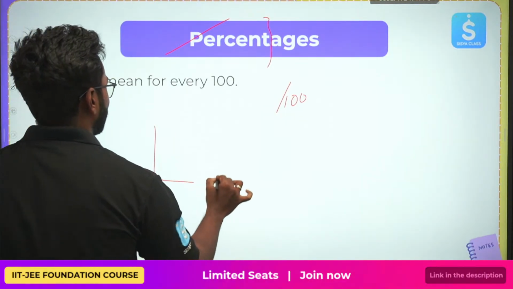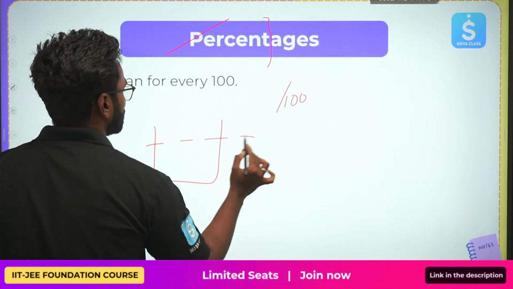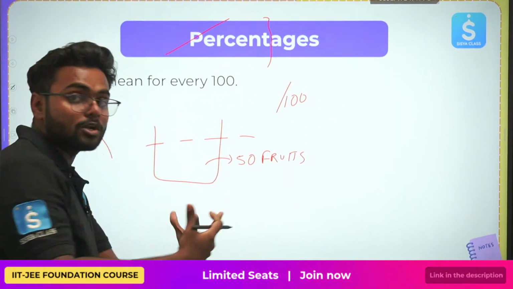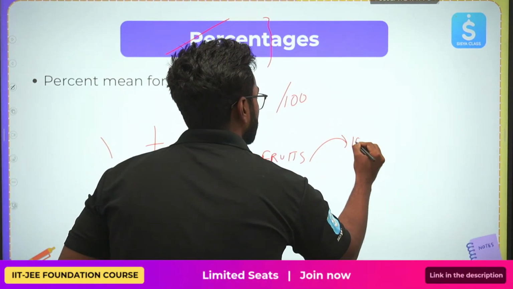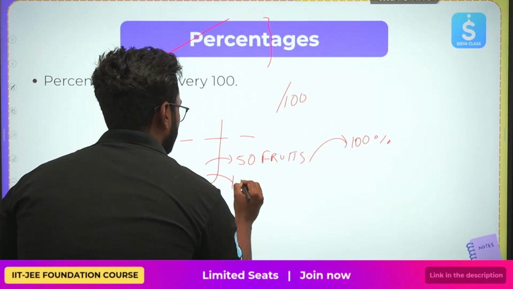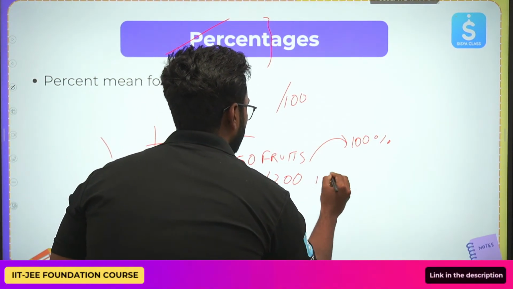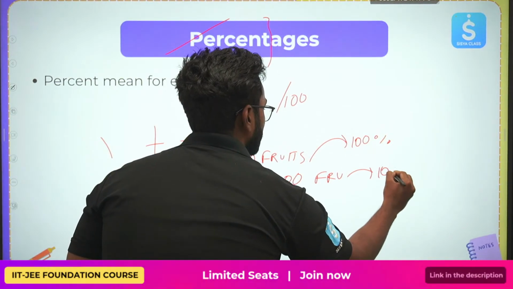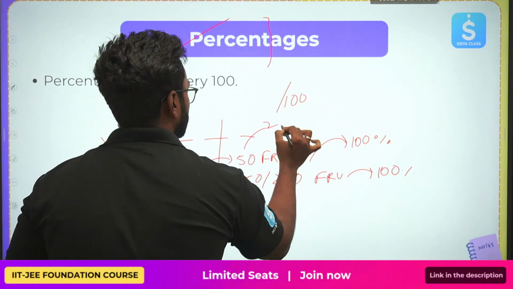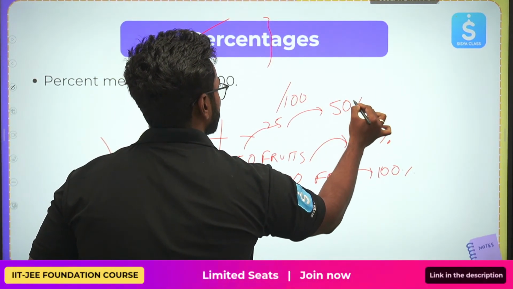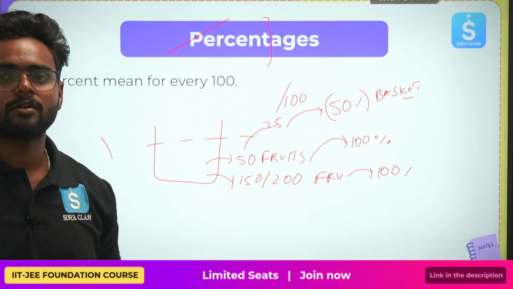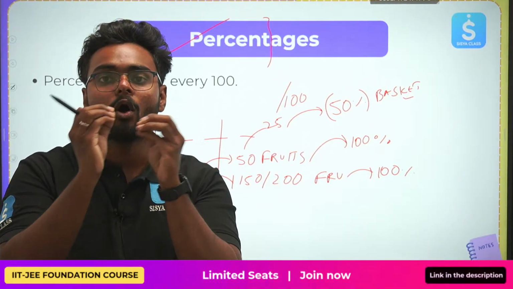Let us take a basket. This basket has a total of 50 fruits. The total we consider as 100%. Let there be any number of fruits, 150, 200, any total, we would take it as 100%. Now, if we take half of it, half of 50 would be 25. So this would be 50% of the basket. You understood, right? It's representing a part of a fraction when the whole is 100.